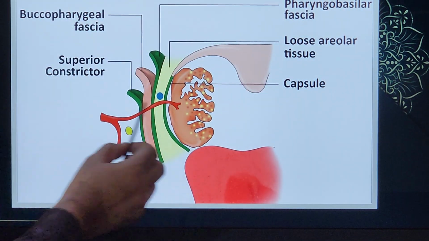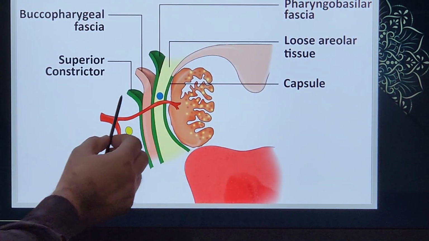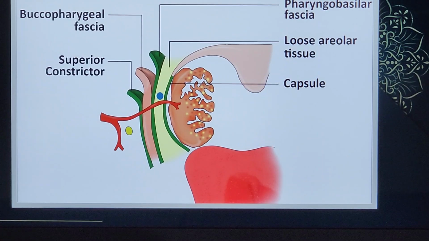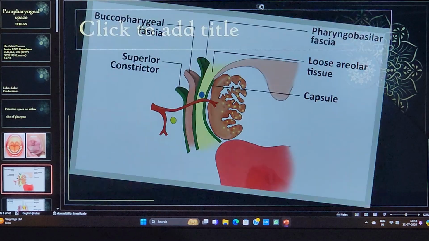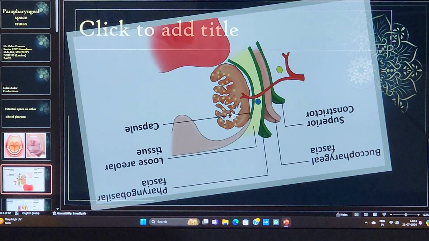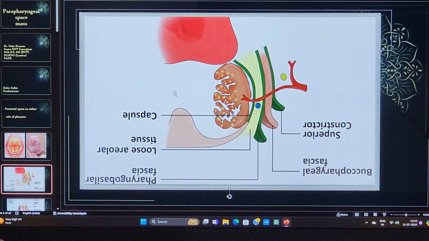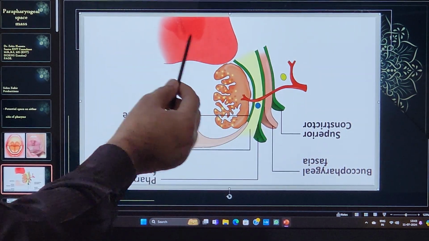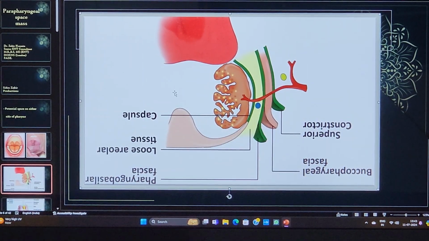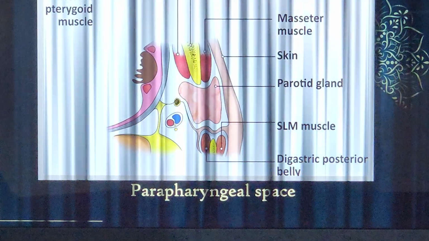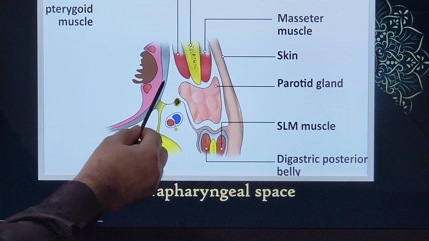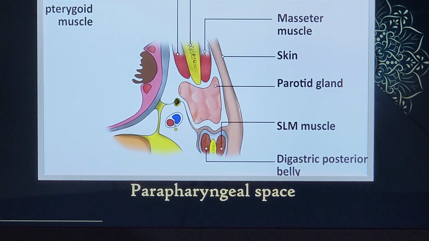See this picture, you have a tonsil here, and the space here is the parapharyngeal space. Okay. Now, what I am going to do here is rotate this picture like this. Now, this is the tonsil, tongue, uvula, and this is the space, right? Now, see the next picture here. So this is the tonsil, and this space is the parapharyngeal space.